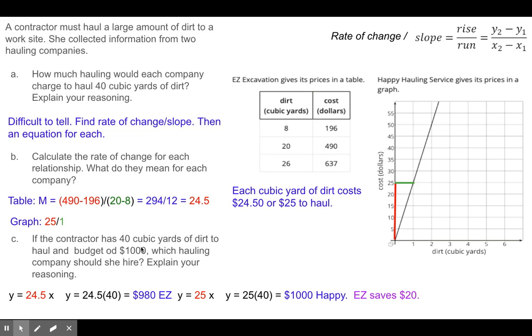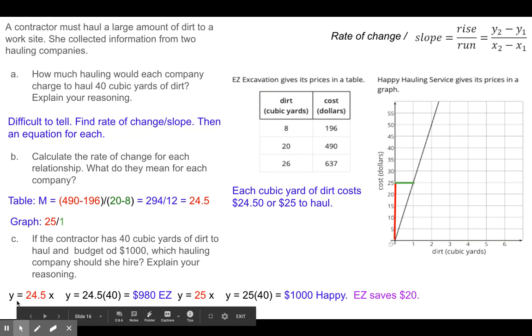And C asked if the contractor has 40 cubic yards of dirt to haul, and there was a budget of $1,000, which hauling company would you hire, and explain your reasoning. So we can write these equations where we put 24.5 in for the slope for Easy Excavation. And if we put in the 40 cubic yards of dirt, that was from question A, it's going to cost 980. But if we use the equation from the graph, which is Happy Hauling, it's 25 times 40. So Easy saves $20.